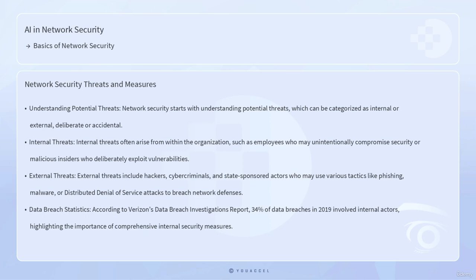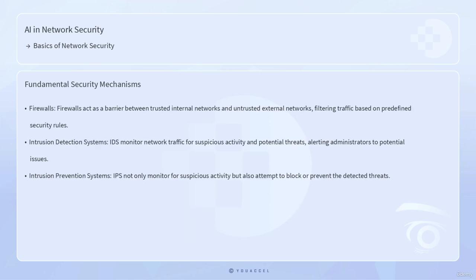According to Verizon's Data Breach Investigations report, 34% of data breaches in 2019 involved internal actors, highlighting the importance of comprehensive internal security measures. To combat these threats, several fundamental security mechanisms are employed. Firewalls are one of the primary defense tools, acting as a barrier between trusted internal networks and untrusted external networks. They filter incoming and outgoing traffic based on predefined security rules.